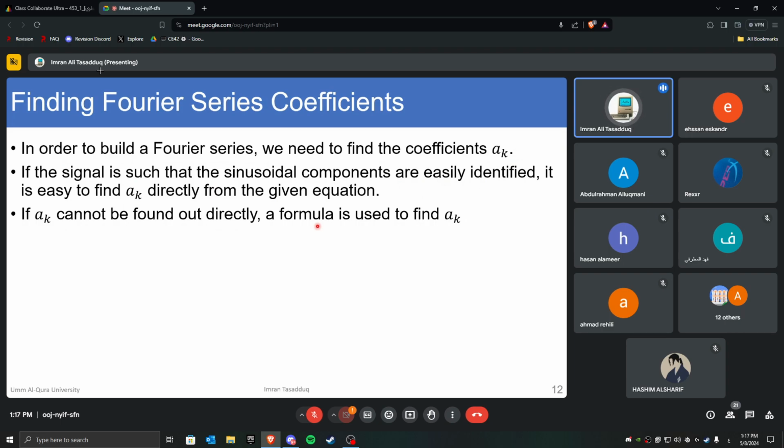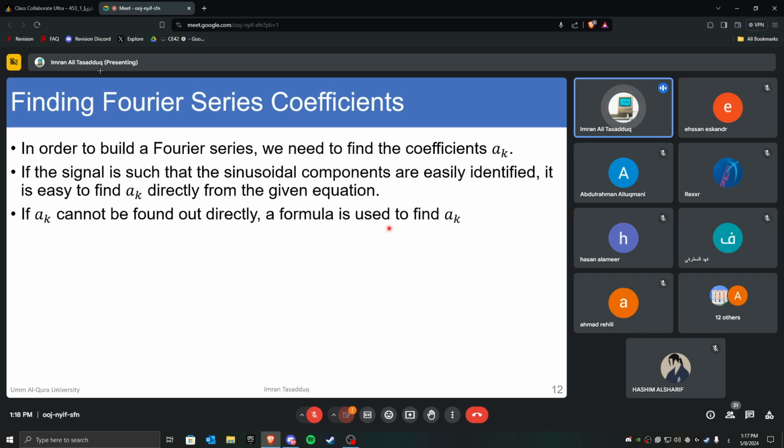So basically what we are telling in this slide is that there are two ways of finding a. One way is that you look at the expression of your signal and the Fourier coefficients are very obvious. You can directly take them from there. We will do some examples to show this. But if your signal is a different type of signal where you cannot find a directly, then there are some formulas that we use, which is the second method. That also we will do.